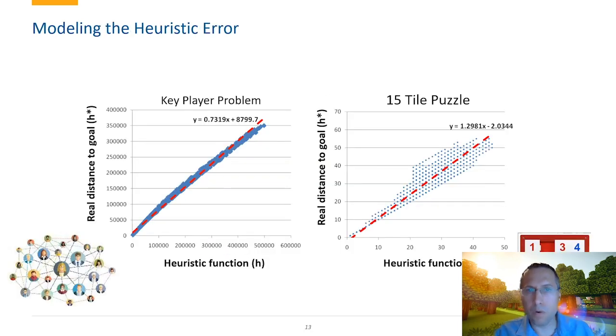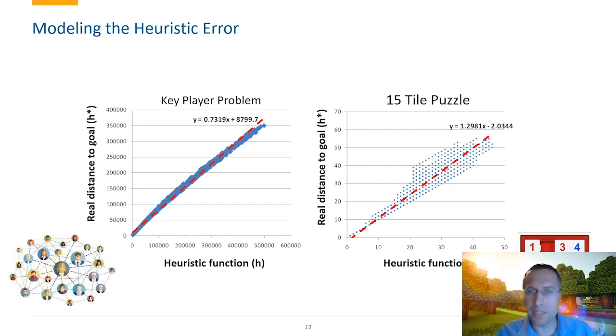A possible approach to estimate the potential of a node is to gather statistics about the relation between the heuristic value h and the value of the optimal heuristic h star. Here you see two such plots for two search domains, the key player problem in communication and the beloved 15 puzzle. The x and y axes are the heuristic value of the state and the perfect heuristic for it. These plots were generated offline, so we had time to compute the perfect heuristic for all sample states. The red dashed line is a linear fit over the data points.